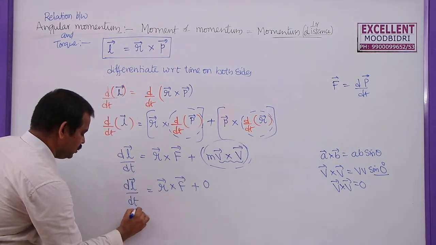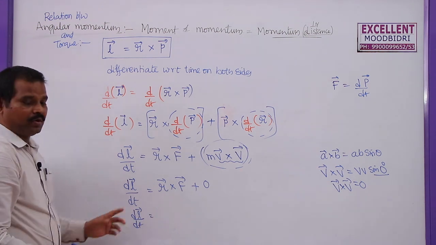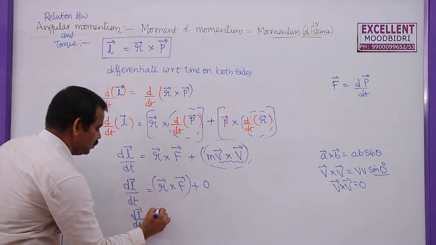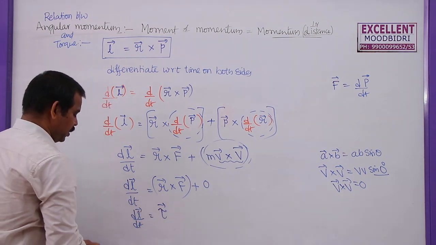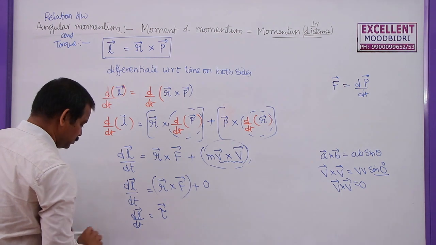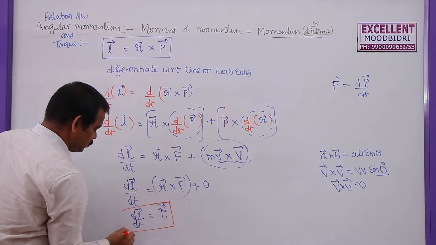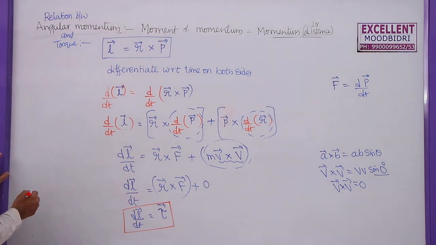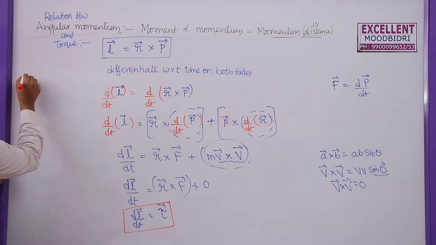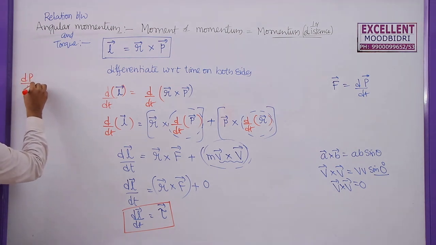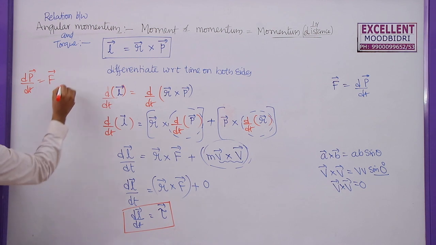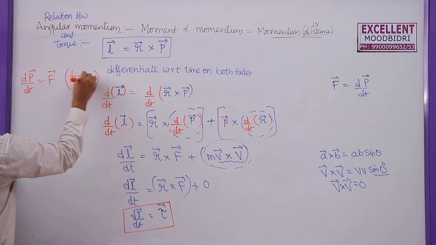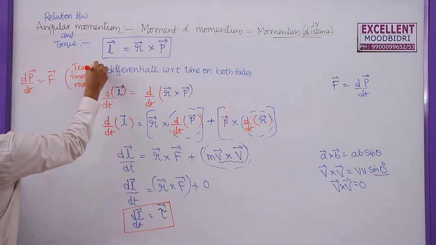So, what is this dL bar by dt? We know that the product of R bar and force is nothing but torque, tau bar. So, what is the final conclusion here? The rate of change in angular momentum of a particle is directly proportional to the torque acting on it. In linear motion, the rate of change of momentum is equal to force. This is for linear motion or translatory motion.